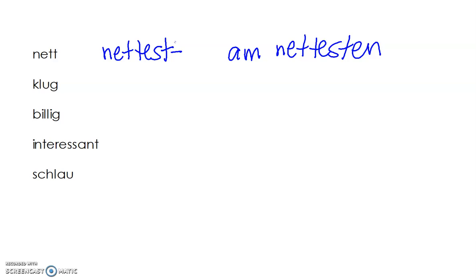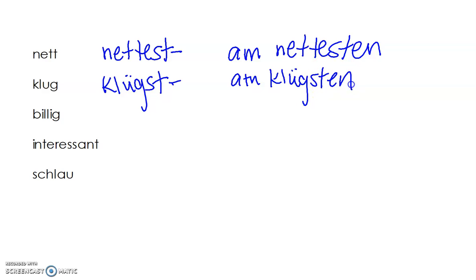We have klug. It is a single syllable. It has a single A, O, or U. So we add umlauts to this one and we get klügst. And if we want to come up with the superlative, the most clever, the smartest of all, that would be am klügsten.